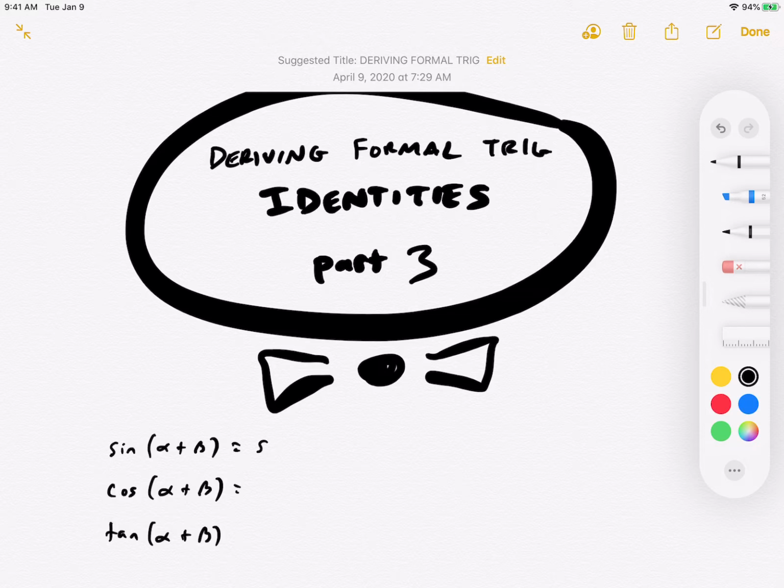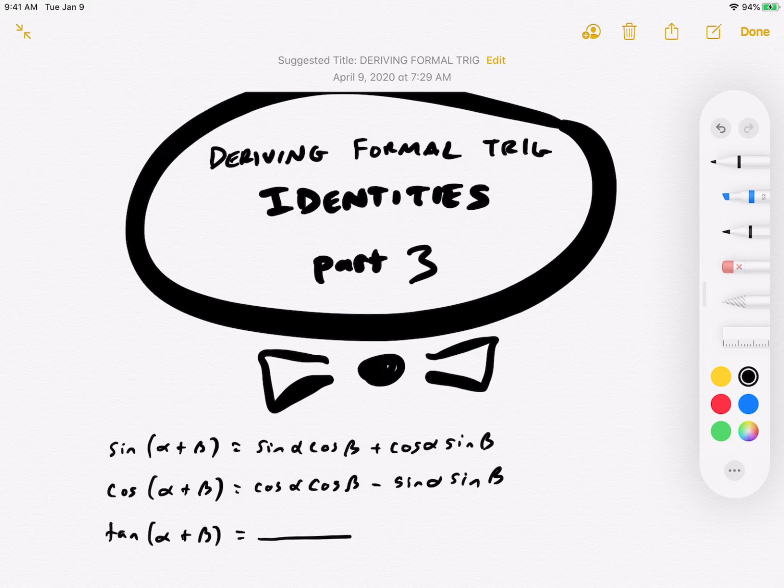For sine, it would be sine alpha, cosine beta, plus cosine alpha, sine beta. And for cosine, it'd be cosine alpha, cosine beta minus sine alpha, sine beta. And then lastly, for tangent, it's clearly sine over cosine, but you can also write it as tan alpha plus tan beta over 1 minus tan alpha times tan beta.